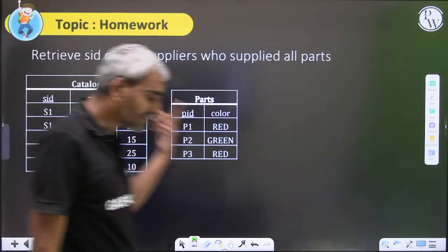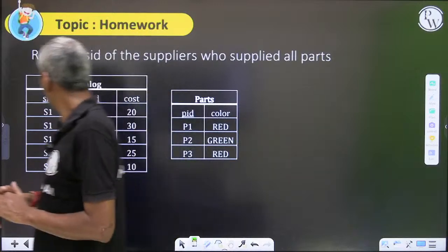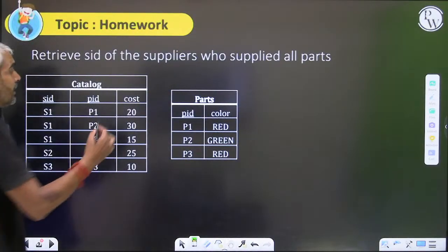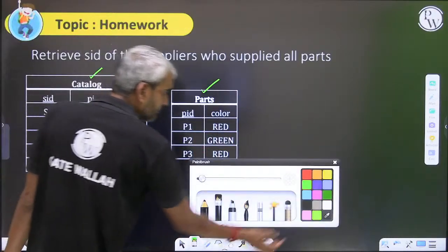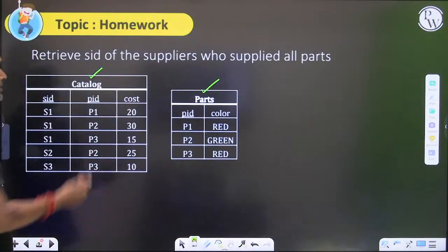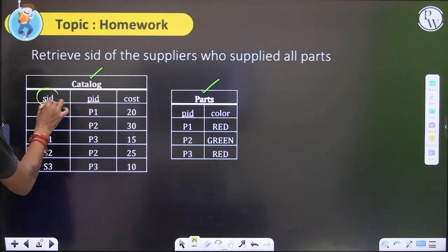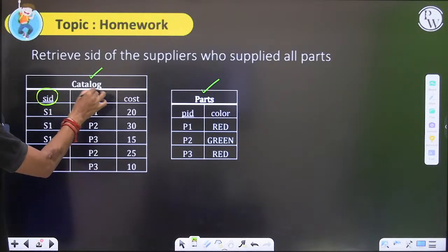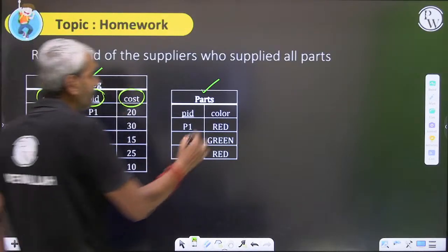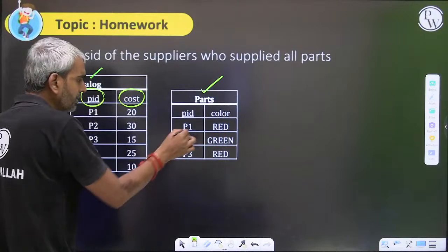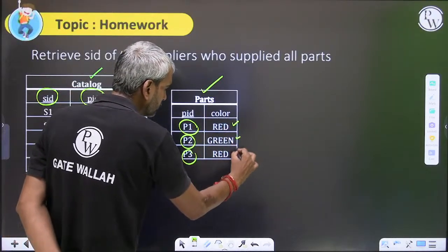In the last class, I gave you a homework problem. Let's assume that there are two relations. One is Catalog, another is Parts. We have already defined these two relations in the last class. Catalog is a relation which defines that a particular supplier with this SID has supplied a specific part with the PID at a particular cost, right? And this Parts table includes the PIDs of all the parts along with the colors of those parts.